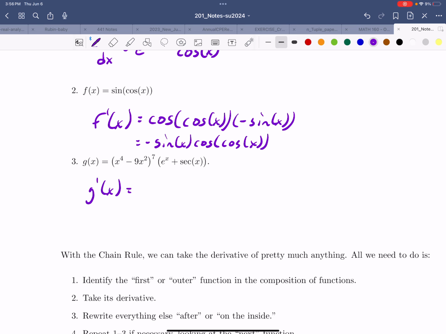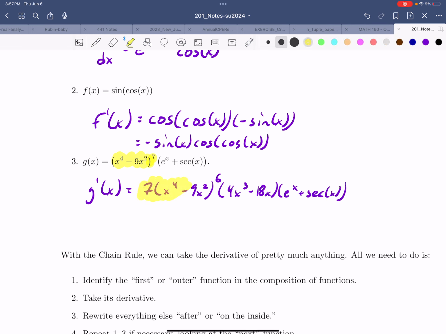G prime of x equals, right? So we're going to take the derivative of this highlighted part right here. Lovely, right? Well, it's going to be 7 times x to the 4th minus 9x squared. Again, don't take the derivative of the inside yet. Take the derivative of the outside. Now take the derivative of the inside. And then, of course, keep the second term the same, because remember, this whole thing right here is the derivative of that highlighted part right there.